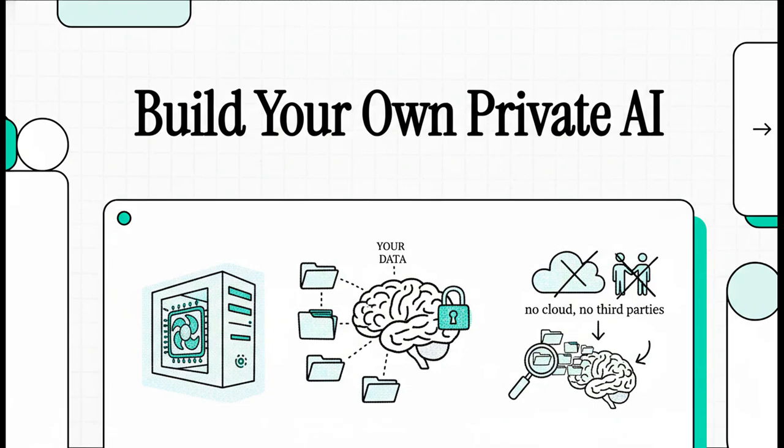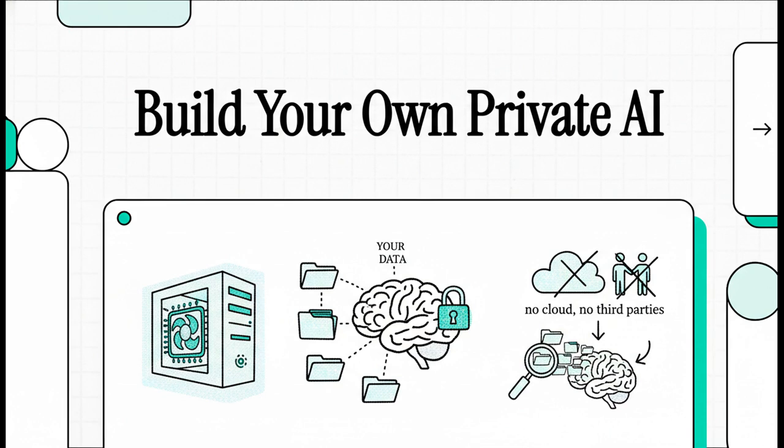What if you could build a really powerful AI that was 100% private, couldn't lie to you, and was an expert on your specific data? Well, in this explainer, we're going to build that exact system, running entirely on your own machine. No cloud, no third parties, just you and your very own AI.